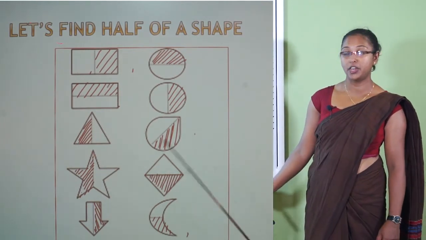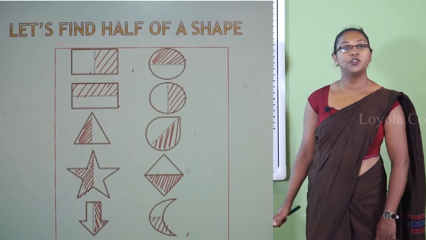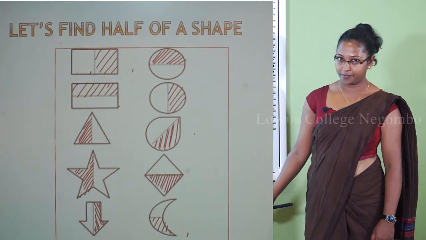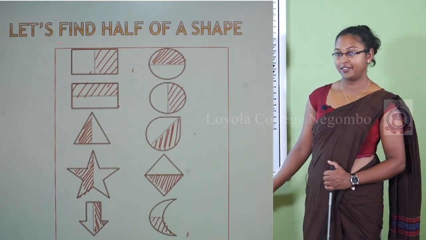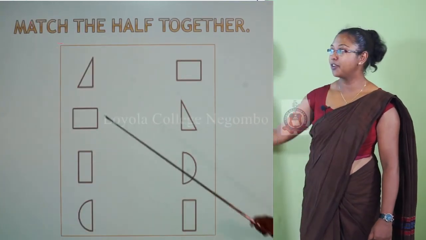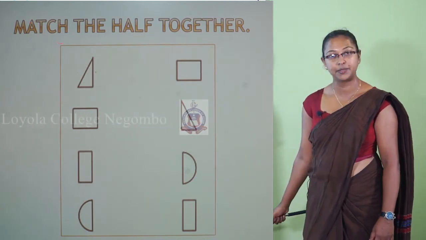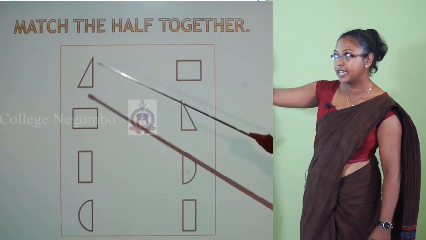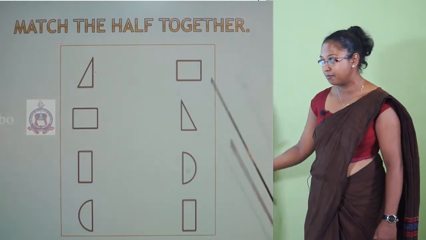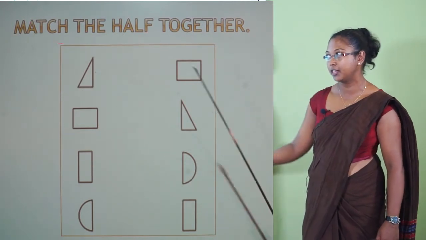When you're asked to color a half, this is the way you should do. Color 1 part out of 2. Let's move to another activity. Match the half together. Now you must find out what is the half of this part. Can you guess, Pute? The half of this same figure. You can find it by a same figure. So what is a similar figure for this? They are 1/2 of the other.